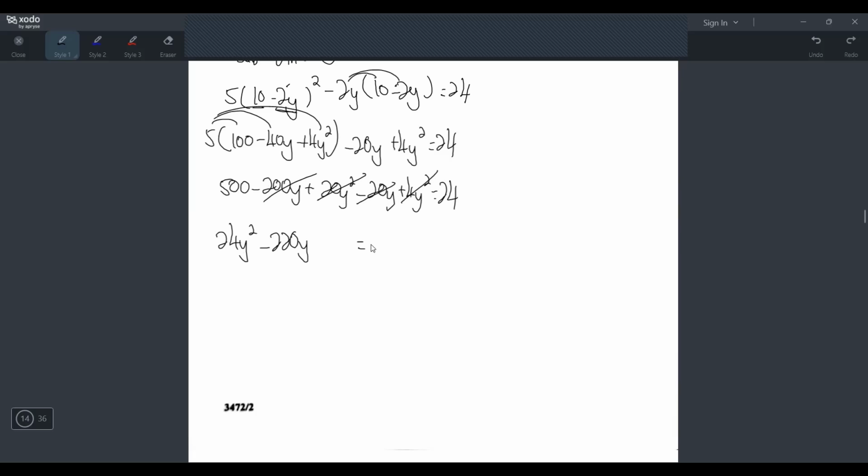And then the general form must equal 0. So the 24 has to move here. So you have to press the calculator, 500 minus 24. Let's press. My calculator gives me positive 476. Now it becomes a quadratic equation and it's already in general form.